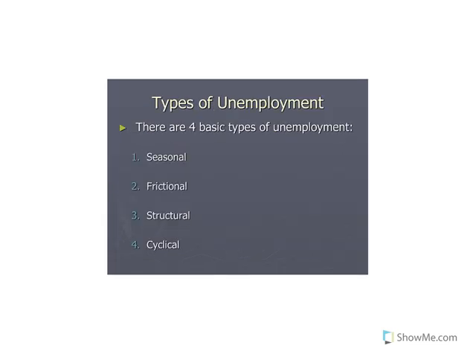Okay, so now that we have defined how you calculate the unemployment rate, and the factors related to the unemployment rate that cause it to underestimate or overestimate the true nature of employment in the economy, let's talk about the 4 different types of unemployment that can occur. There are 4 basic types: seasonal, frictional, structural, and cyclical. So let's talk about each one of these individually.